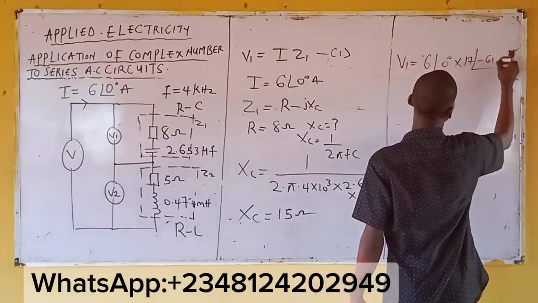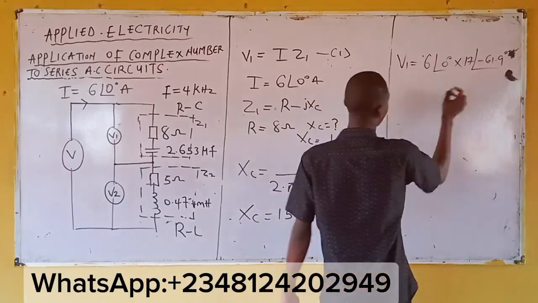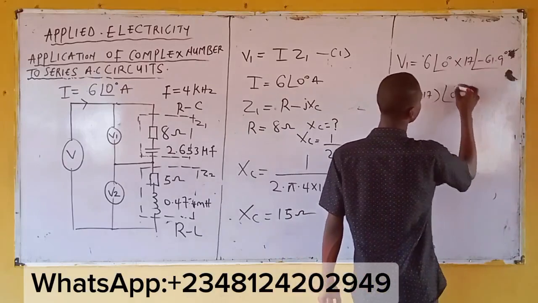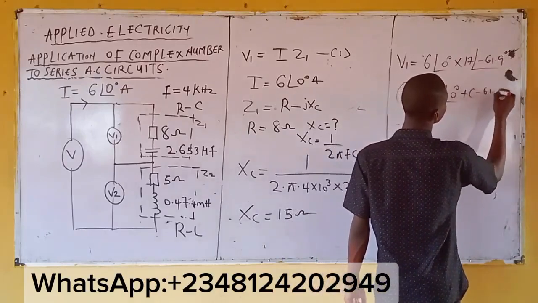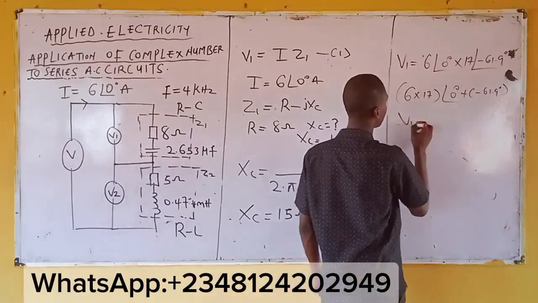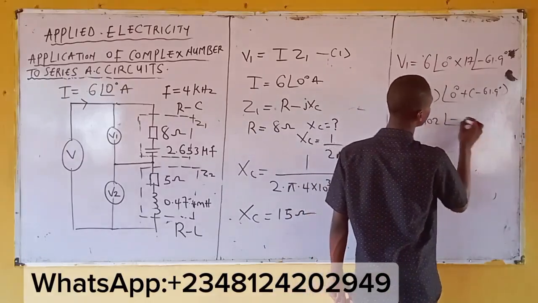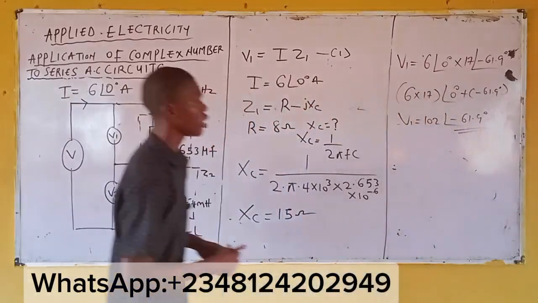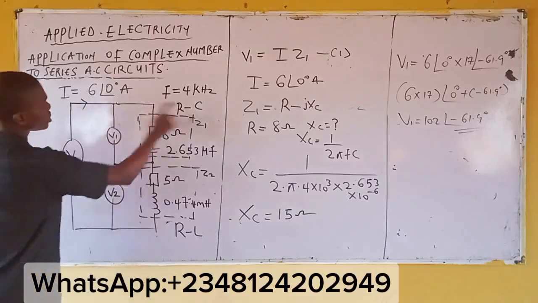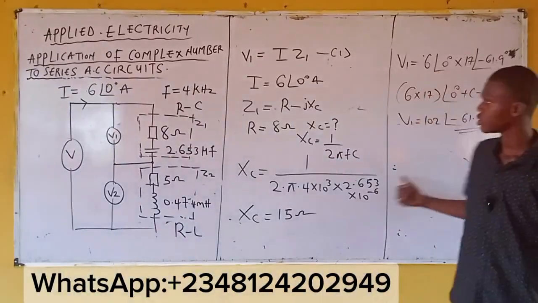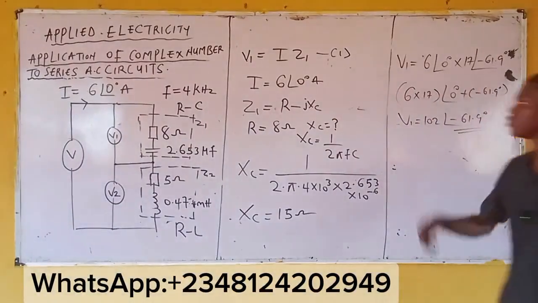17 at negative 61. Now, this means that 6 at 0 degrees times 17 at negative 61.9 degrees. Multiply this. What's the answer? This is 102, and the angle will be negative 61.9 degrees. So this is the answer, meaning the voltage across this RC circuit. This is it.